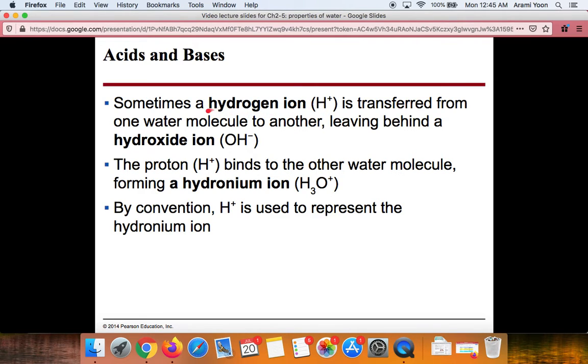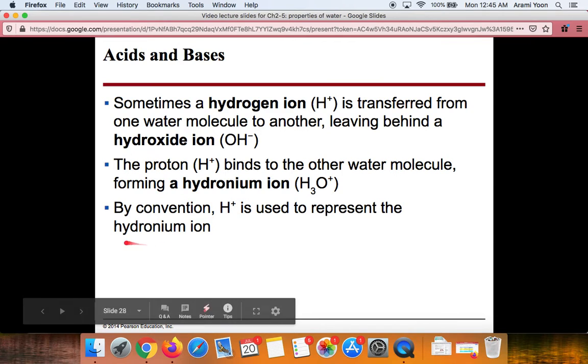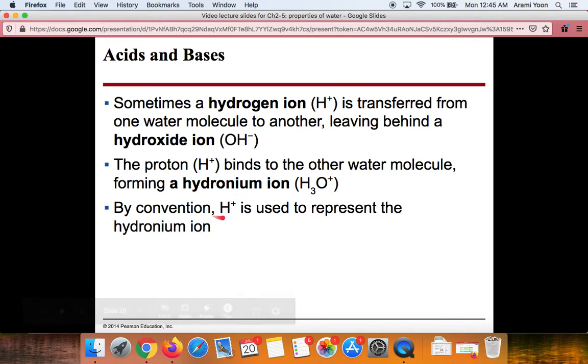So we're going to use the terms hydrogen ion and hydronium ion interchangeably. By convention then, H+ is used to represent a hydronium ion, where remember H+ is just a hydrogen atom that's lost its electron, or in other words, it's just a proton. And we're going to use those terms interchangeably: hydrogen ion, proton, hydronium ion. For this class, those all mean the same thing.